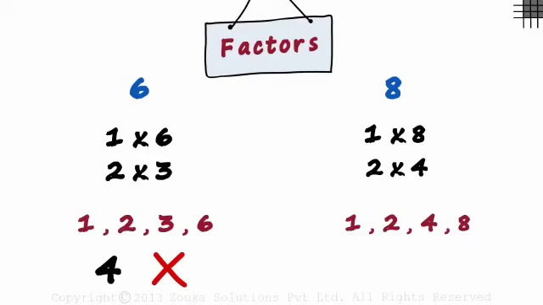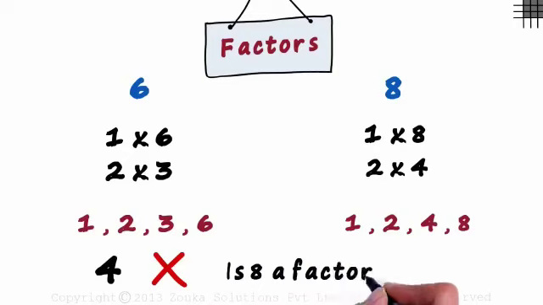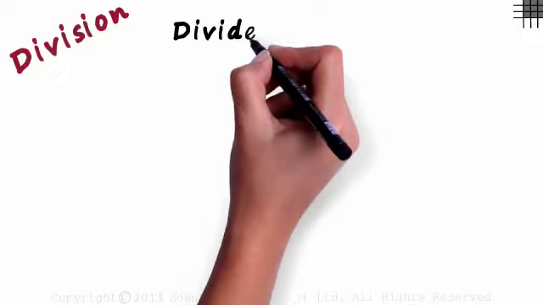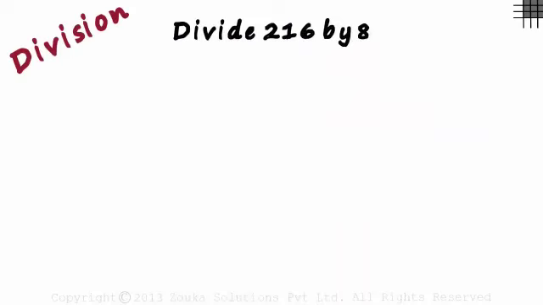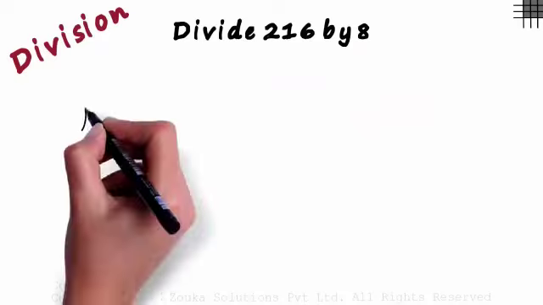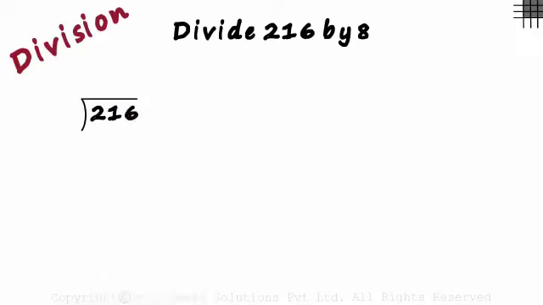How does this help us? What if we want to know whether a number is a factor of another number or not? For example, if we want to know whether 8 is a factor of 216, what would you do? This is where division helps us. If you want to know whether 8 is a factor of 216, all we need to do is divide 216 by 8. After the division, if we get the remainder as 0, we can say that 8 is a factor of 216. So let us divide 216 by 8.